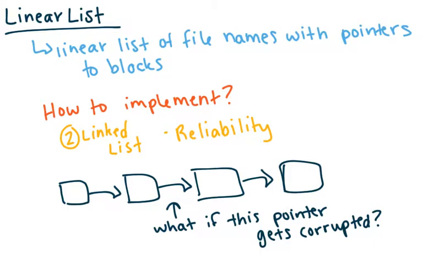Reliability. So this is the one I said was bad. What happens if the pointer gets corrupted? What happens if this link goes away? Then we lose the rest of our list. So that's not good.